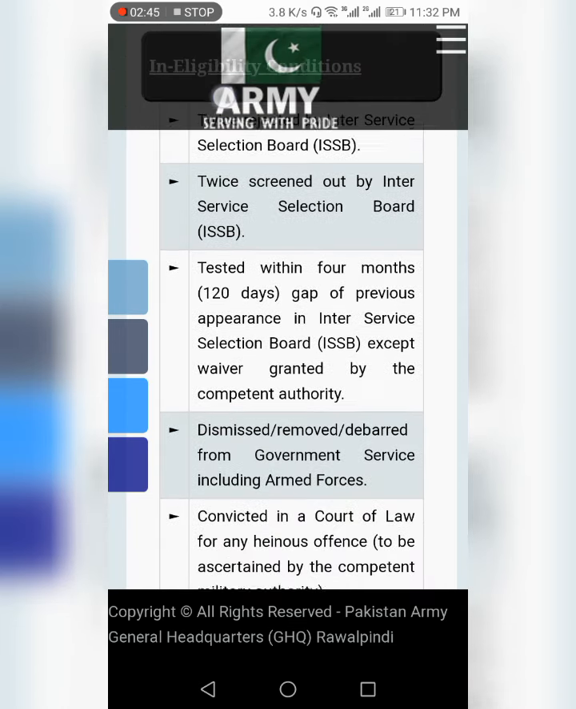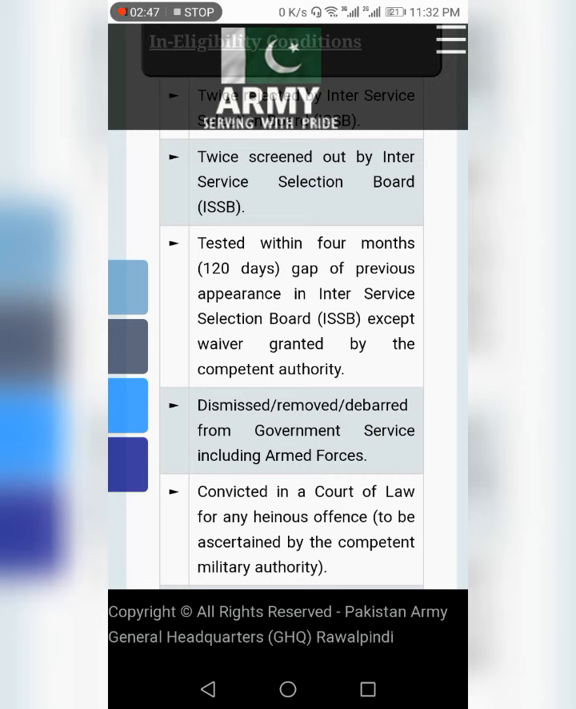You are not eligible if tested again within a 4-month gap of your previous inter-service selection board experience, except where a waiver is granted by the competent authority. If you gave the ISSB less than 120 days ago, or have not completed your 120 days after giving the ISSB test, you are not eligible. If more than 120 days have passed since giving the ISSB test, you can apply.